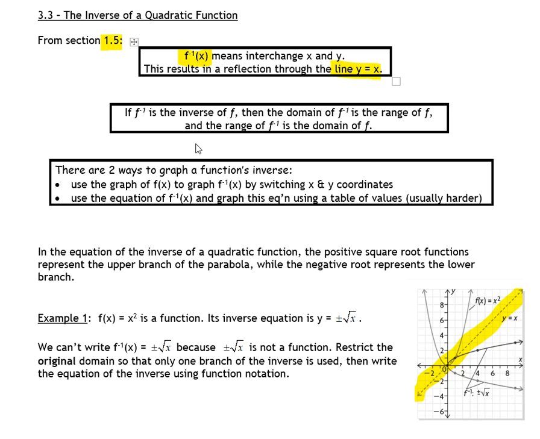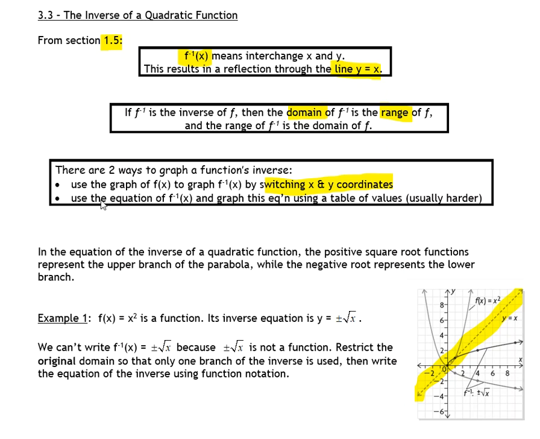So up to our second box here, what was the domain of your function becomes the range of your inverse and so on, because you're switching x and y's. There are two ways to graph a function's inverse. One is to use the graph of the function to graph the inverse by switching the x and y coordinates, and that's easy. If you have a coordinate on your original function, the point 2, 4 is right there. 2, 4 is going to go to 4, 2. So we just switch the x's and the y's.